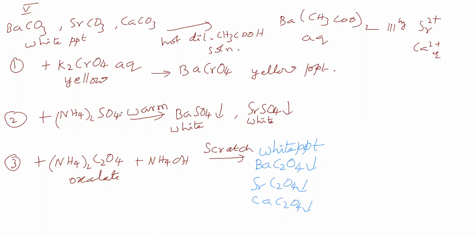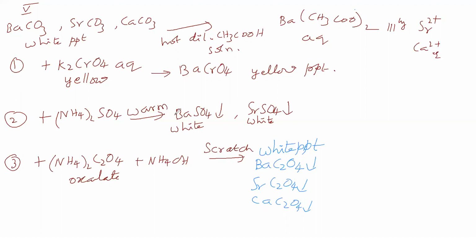Then proceed to the second test. Don't go to the third test. Go to the second test: add ammonium sulfate and warm. If you get white precipitate, that indicates strontium ion is present. If you get white precipitate in this second test, this solution contains strontium ion, then stop the test, don't proceed to the third.